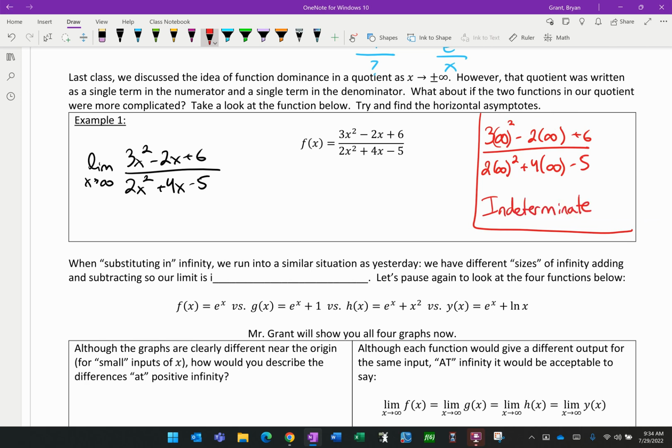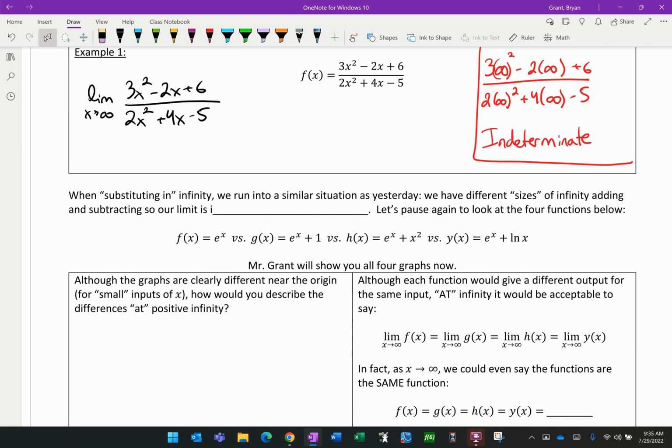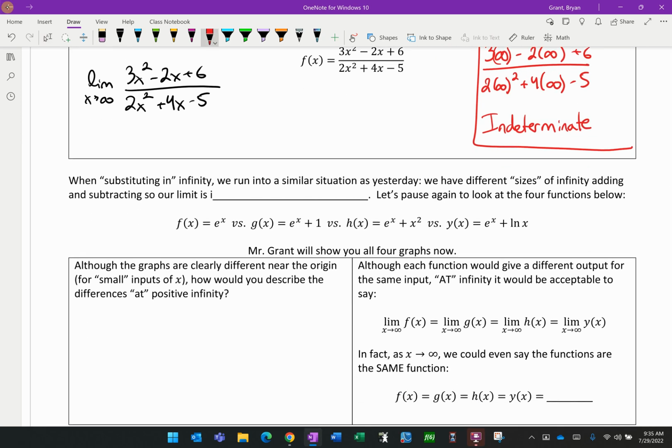Now, our do more could be factoring, but I'm pretty sure I picked these so that they don't factor. So that's not going to help. And so really our other do more for limits at this point is dominance. So let's backtrack and go back to the idea of dominance. Let's look at a parallel problem, and then we'll come back to this one shortly. When substituting in infinity, similar situation as yesterday, different sizes, and so our limit is indeterminate.